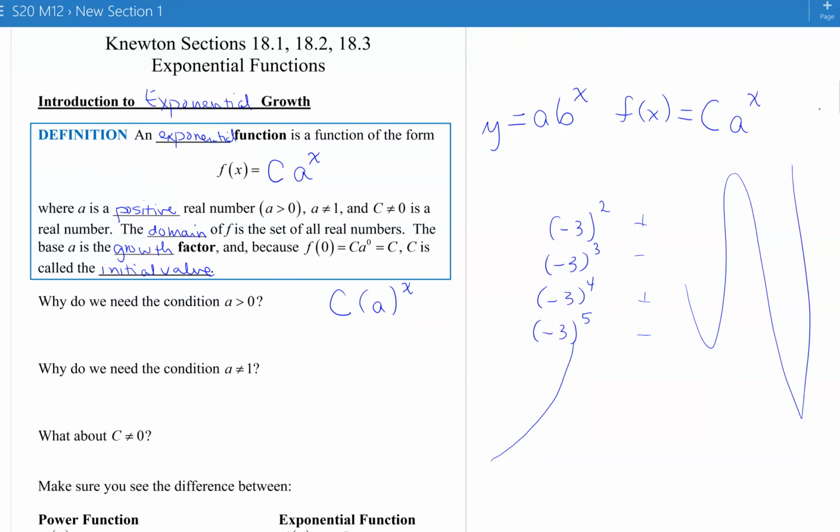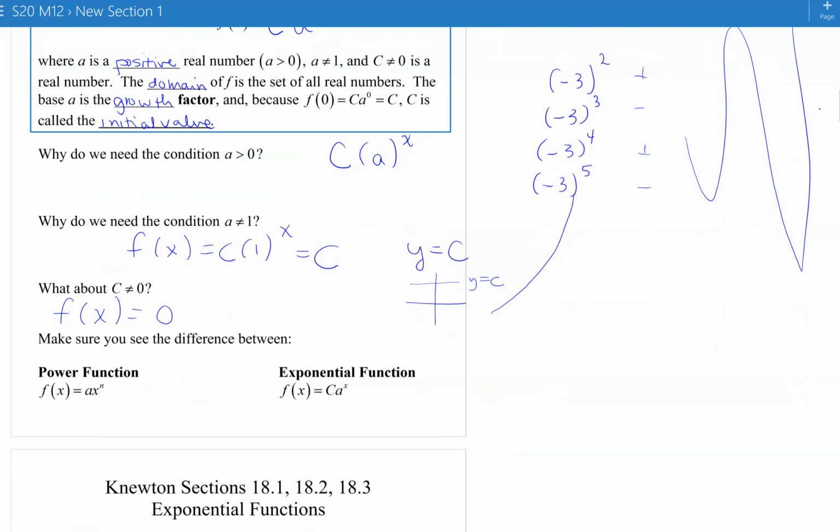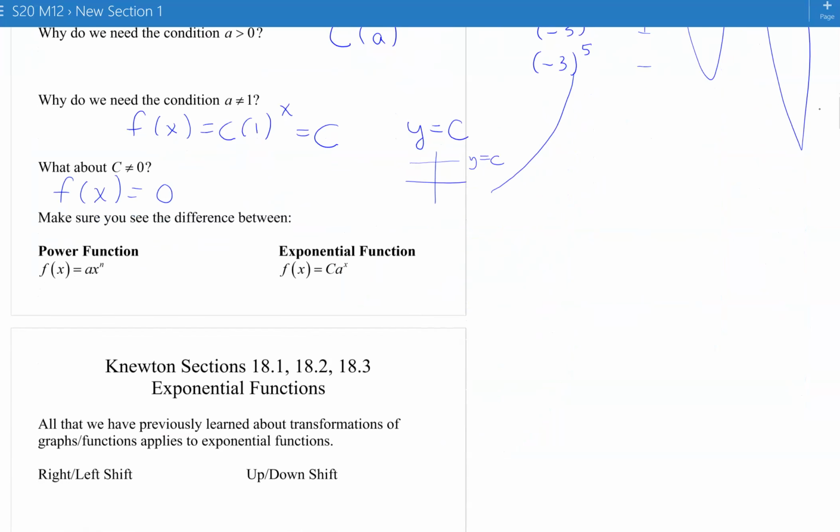And then A can't be 1, because we just decided earlier that 1 to any power is 1. So this would be the graph y equals c, which is just a horizontal line. That's not exponential growth either. And if c was 0, we'd have f of x equals 0. Again, not exponential growth. So that's why we have to have all those conditions.